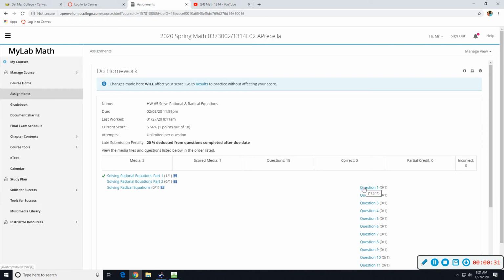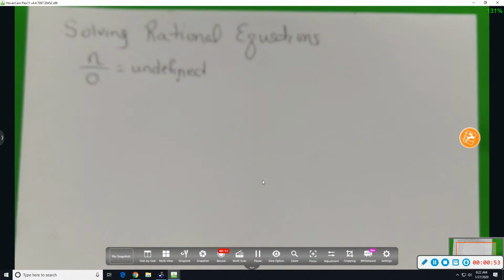Now, a little bit about fractions. A number divided by 0 is undefined. If you punch that into your calculator, it's going to give you some sort of error message. A number divided by 0 is undefined, right?